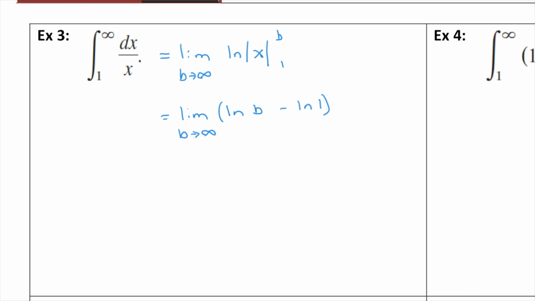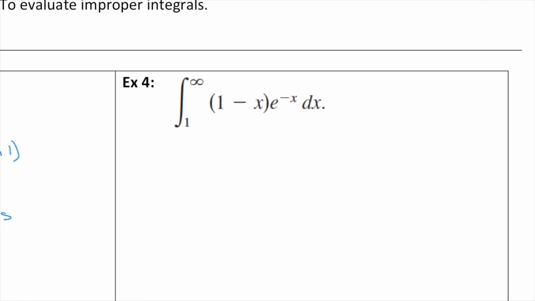Example 3 is set up very similarly. As we evaluate the limit as b goes to positive infinity, we'll get the natural log of infinity. Well, the natural log of infinity tends to go to infinity, and the log of 1 is going to be 0. So this problem is going to infinity, and we know that the antiderivative from 1 to infinity diverges.